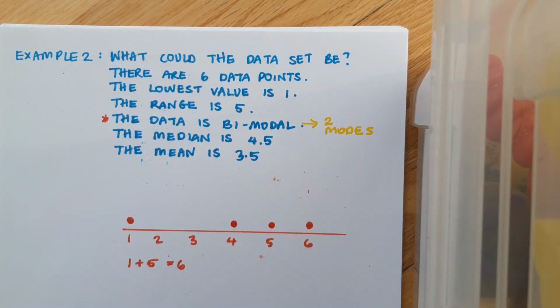Okay, so now if my data is bimodal and I have 6 pieces of data and I've only got 2 more points to put in, I must be putting points on top of numbers that I've already marked.